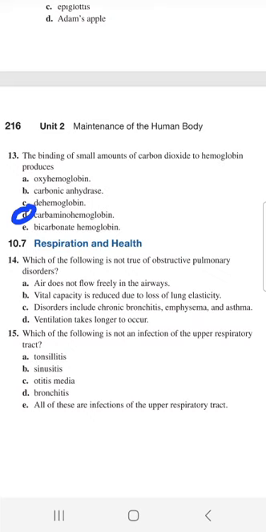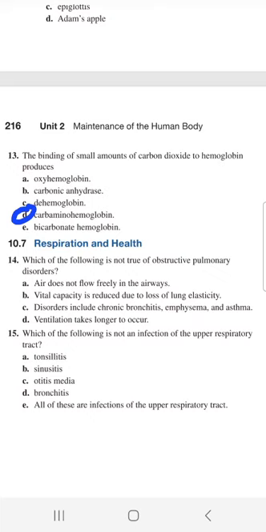Respiration and health. Question number 14. Which of the following is not true of obstructive pulmonary disorders? So pulmonary disorders are divided into two categories, you can say. We have restrictive and then obstructive. Obstructive ones are basically ones that prevent air from going to your lungs. Let's take the example of asthma. So it's basically your bronchioles, their diameter is decreasing, thus less air is allowed to go into your lungs.